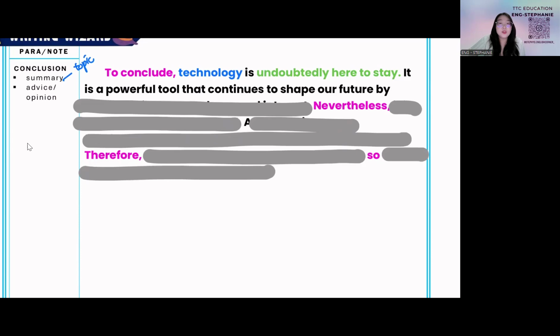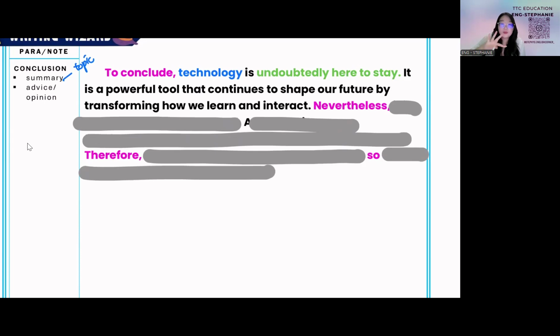It is a powerful tool that continues to shape our future. Again, I'm trying to hinge a bit on our life, affect our life here, shape our future by, and here we talk about something that we've always talked about in our advantages and disadvantages. The two areas that we have discussed are always just learning and communication. So transforming how we learn and interact.